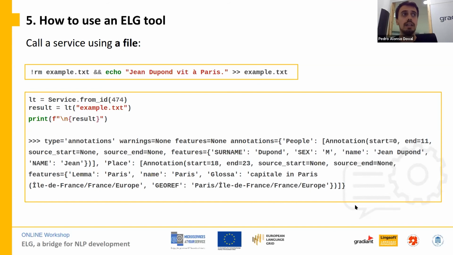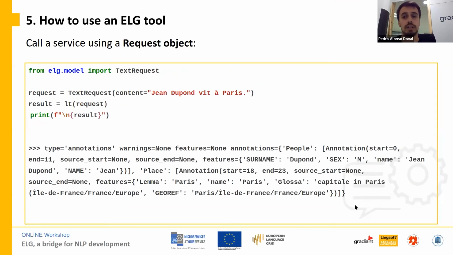And then finally, the third kind of request is using the text request object. That is also pretty simple. You just have to build this request object, indicate the text, send the request object, and get the result.